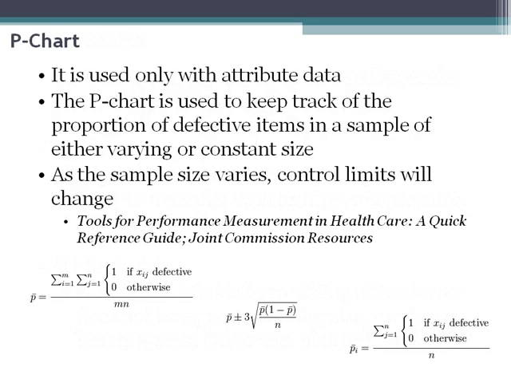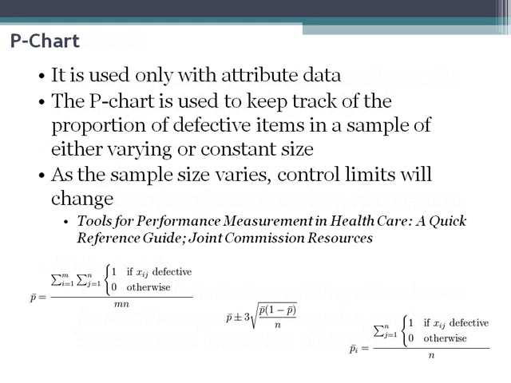So again, a P chart is only used with attribute data. It's used to keep track of the proportion of defective items in a sample of either varying or constant size. So it's more of a mystery than it probably should be. The P in P chart stands for proportion.